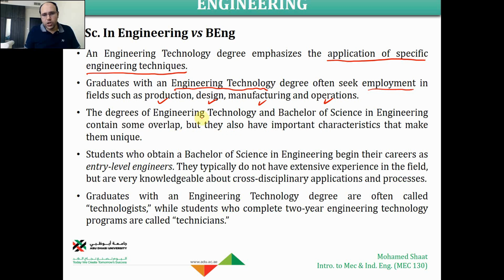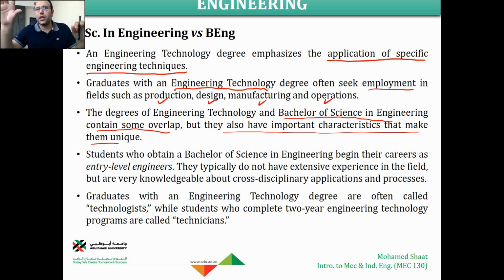The degrees of engineering technology, like Bachelor of Engineering and Bachelor of Science in Engineering, contain some overlap, but there are important characteristics that make them unique. Like I said, we may teach the same courses in both programs, in both bachelors. We may teach the same courses in the two programs, like mechanical design, in the two bachelors, but the way of teaching the course is gonna be different. The labs that will be used are going to be different, because there we are focusing more on the technology in the Bachelor of Engineering, but here we are mixing the theory with the technology, right? So this is the difference.